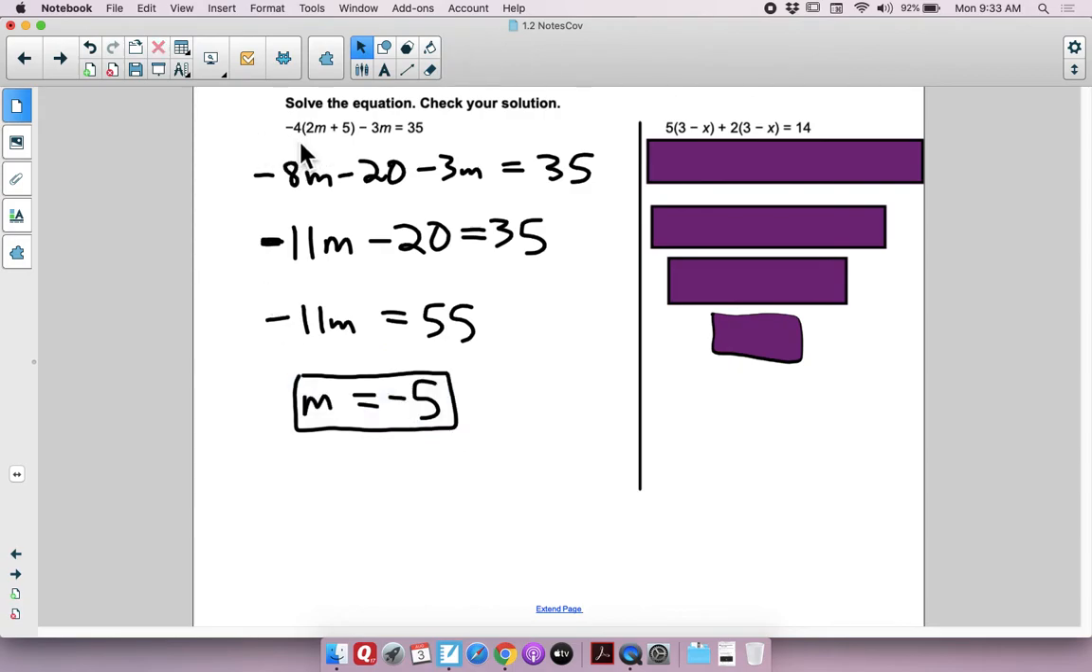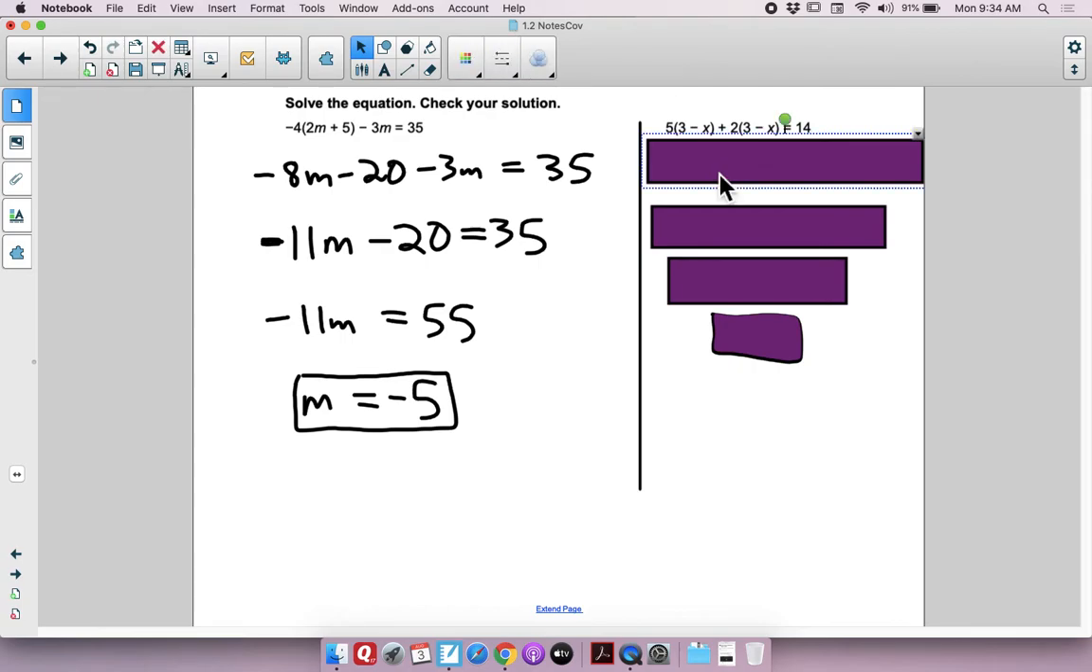Plug back to the original to check it. That's 2 times negative 5 is negative 10, plus 5 is negative 5, right? Times negative 4 is positive 20. 3 times negative 5 is negative 15. Oh, I'm sorry. Negative 3 times negative 5 is positive 15. So I got 20, right? And positive 15 makes 35. Check, check. Okay, try the next one.